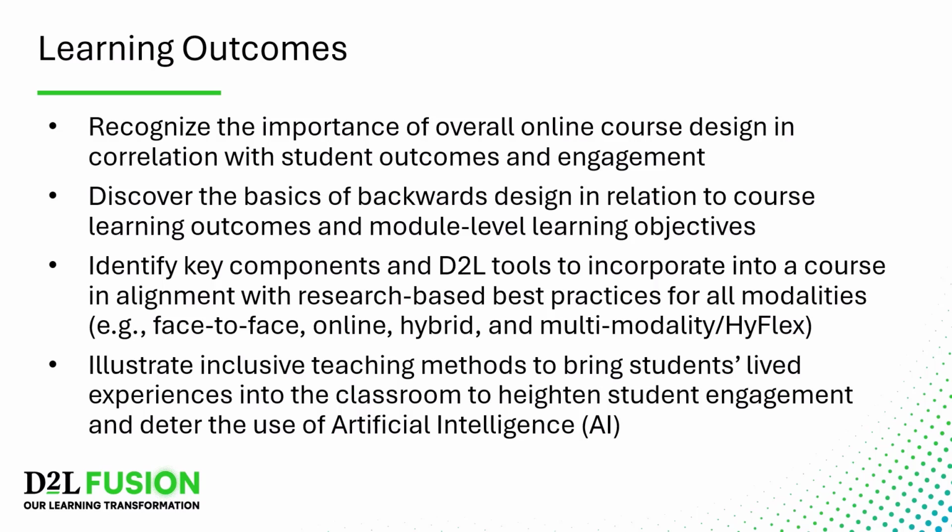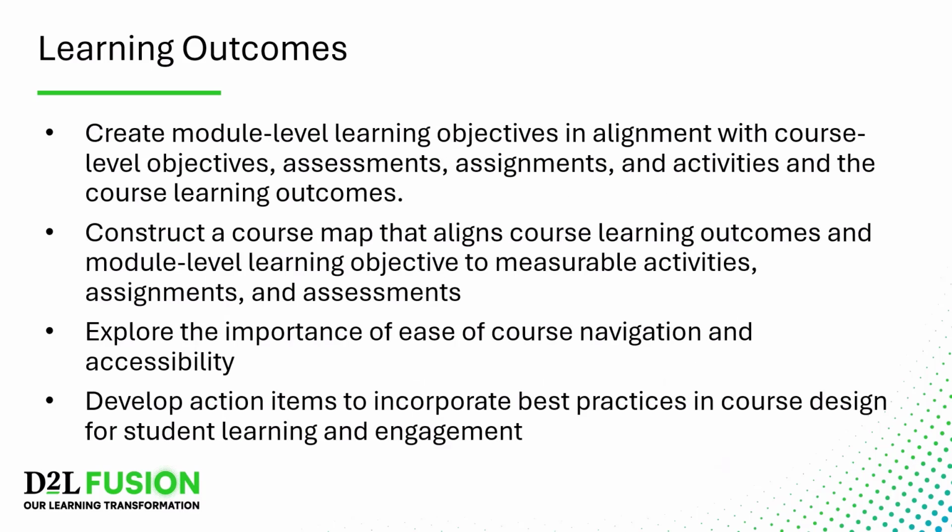4. Illustrate inclusive teaching methods to bring students' lived experiences into the classroom to heighten student engagement and deter the use of artificial intelligence. 5. Create module-level learning objectives in alignment with course-level objectives, assessments, assignments, and activities in the course learning outcomes. 6. Construct a course map that aligns course learning outcomes and module-level learning objectives to measurable activities, assignments, and assessments.